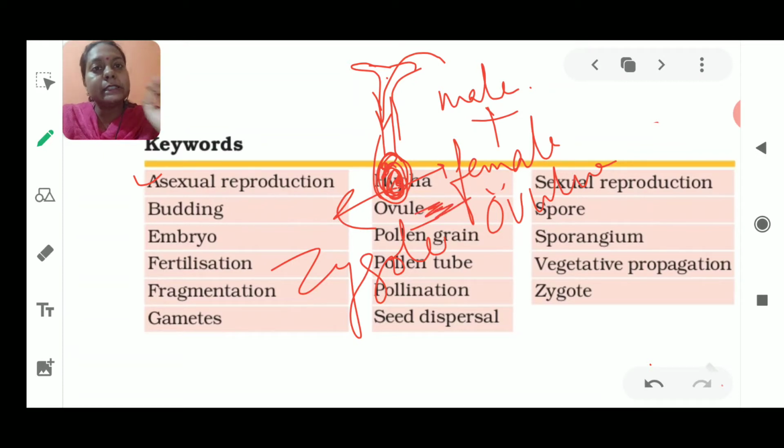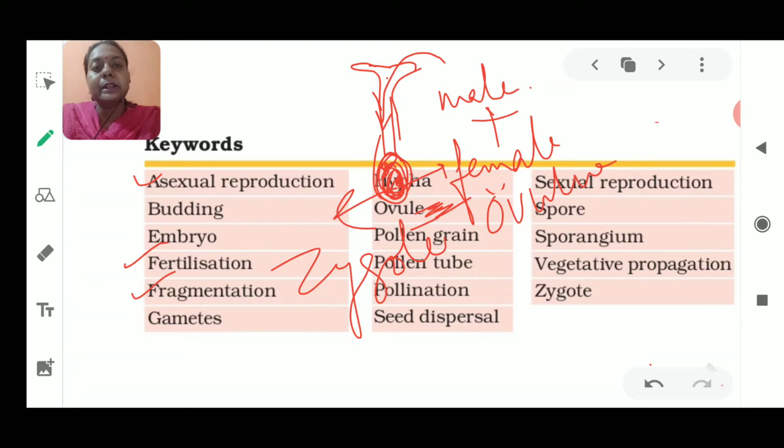And this takes place inside the ovary. And as a result of fertilization, a zygote is produced. Once this zygote develops, it develops into an embryo, and after that this embryo is going to develop in the form of the seeds. Okay, so this was all about the development, and this was all about the fertilization and where it is taking place. Next word is fragmentation.